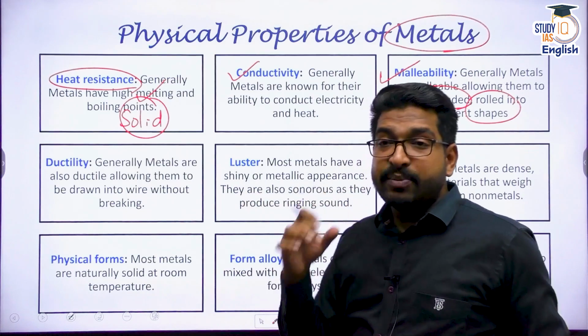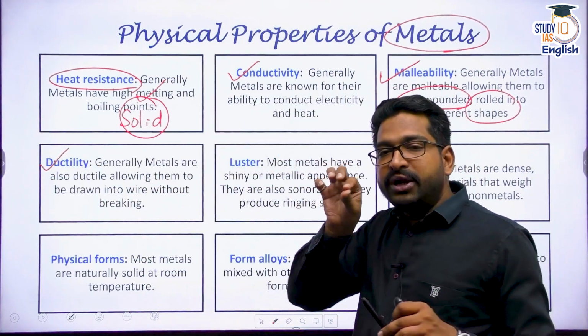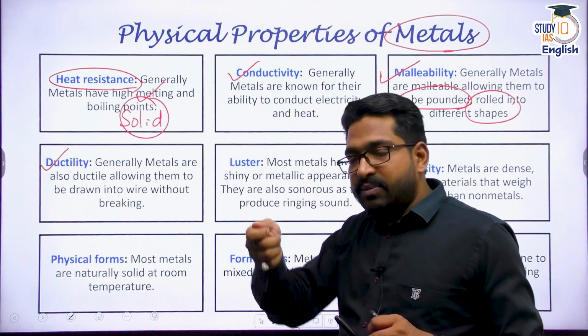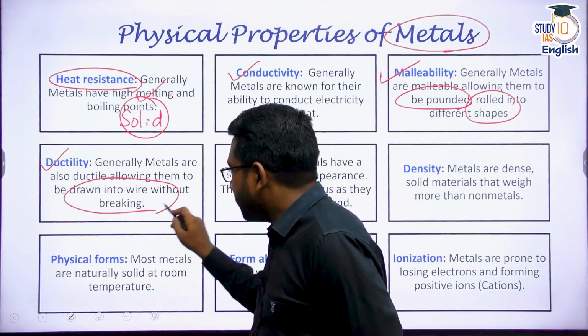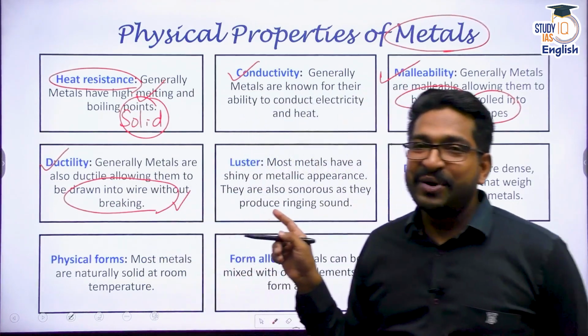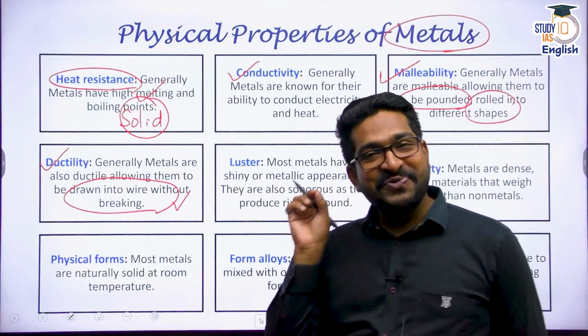Whereas they have another property called ductility. Ductility means metals can be drawn into a wire. They can be pulled and drawn into thin wires without breaking them. That's why we have copper, which is used in our electrical wires, because copper is very ductile.